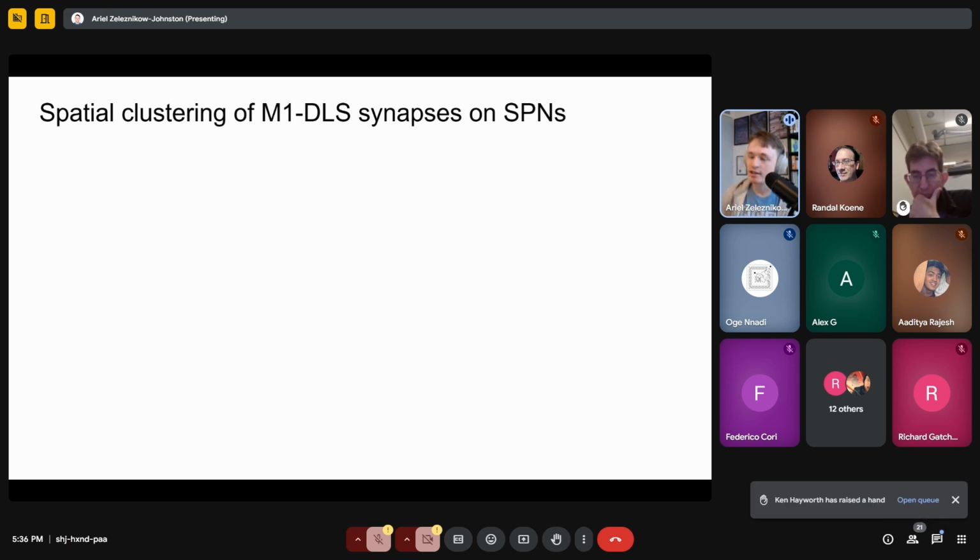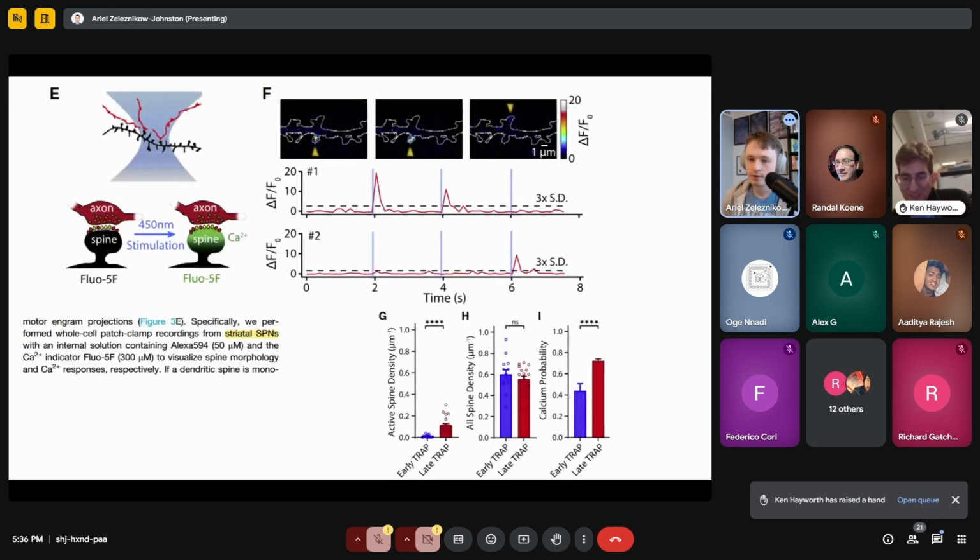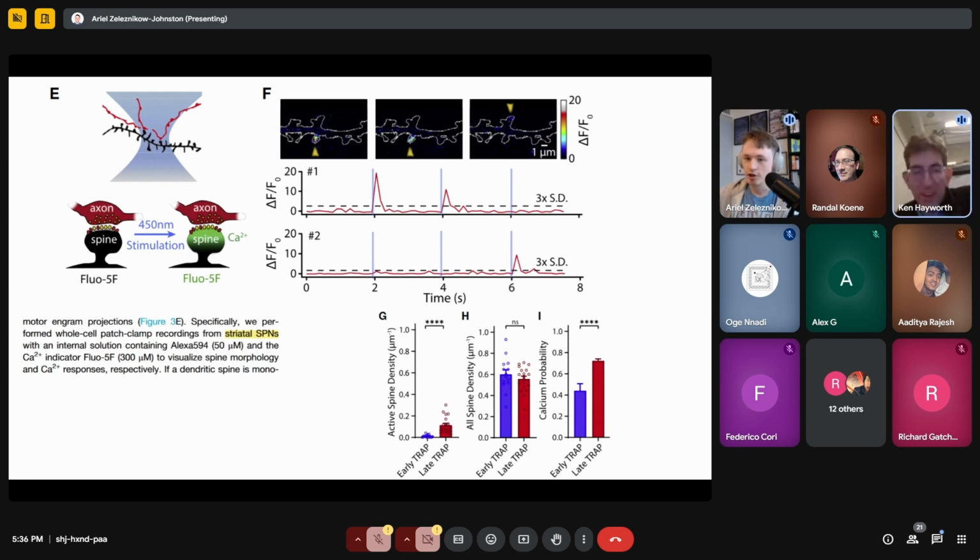So finally, that leads us into, oh, Ken. Sorry. No, it's good. On G, comparing G to H, they're both in spines per micron in terms of density. So the late trap in G versus the late trap in H, if we compare those two, the active is about 20%. So this is saying that 20% of the spines were active spines. I do think that is what they are saying.